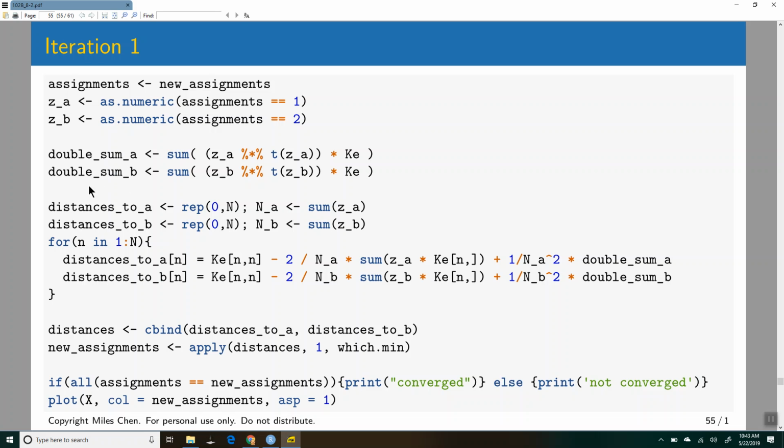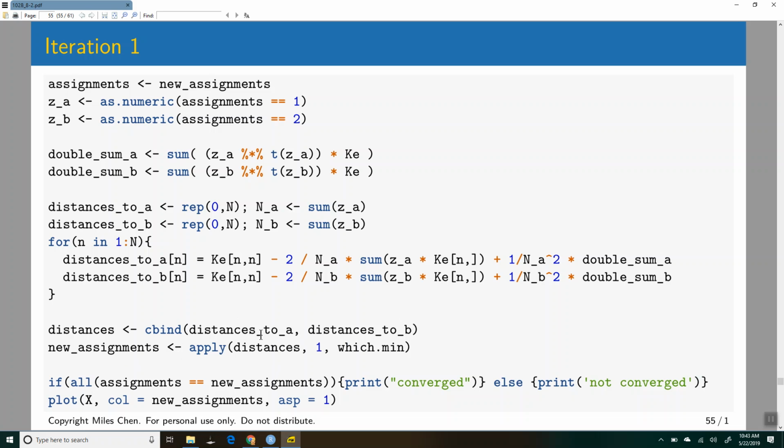I need to figure out the double sum in order to get the distances. To calculate the distances, I take the kernel, for every point, the kernel nn, minus 2 times 2 over n sub k for that cluster, times the sum, plus 1 over n squared for the double sum. Okay, and I calculate the distances to centroid A and centroid B at the same time, and then we say the new assignment is whichever column has the smaller distance, right?